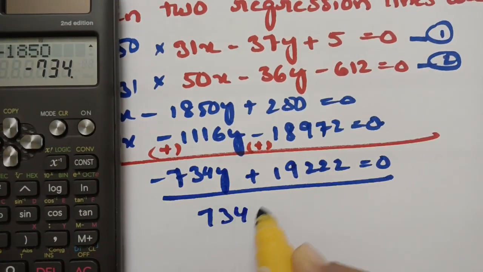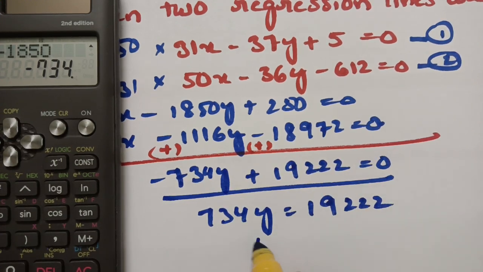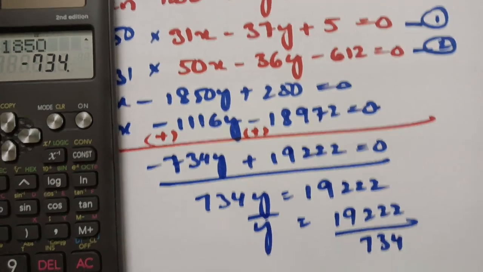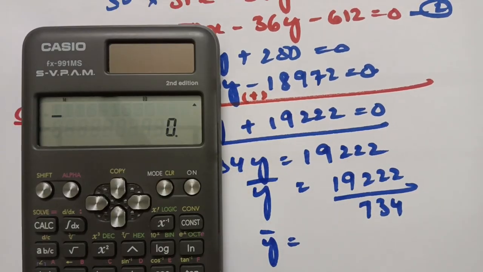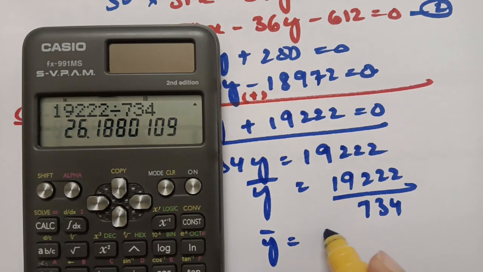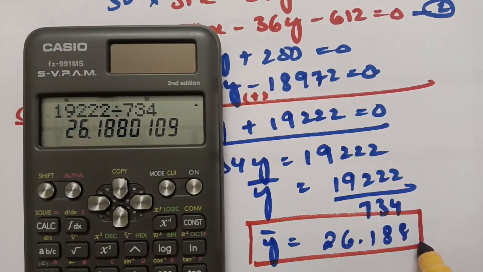This is minus 734y is equal to 19,222, and this is y bar. So y bar is equal to 19222 by 734. See here, the y bar value is 19,222 divided by 734. The value here is around 26.188. So this is actually our mean value, that is y bar for the y series.